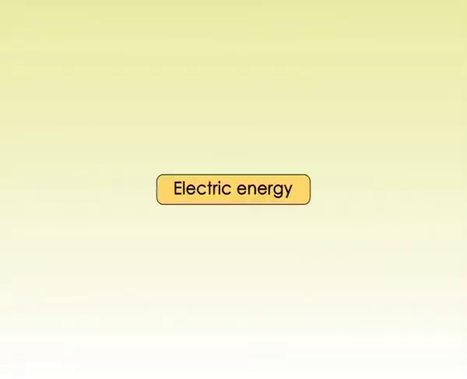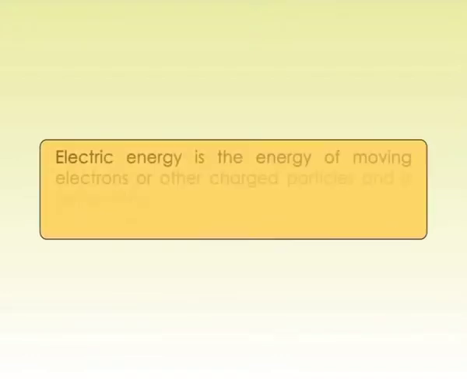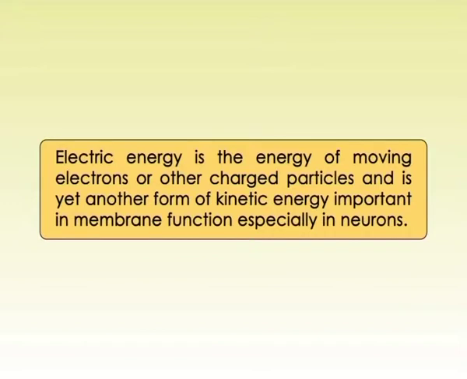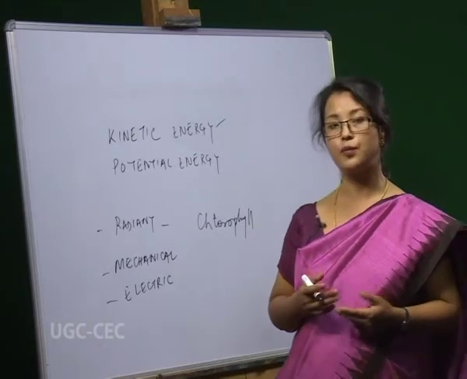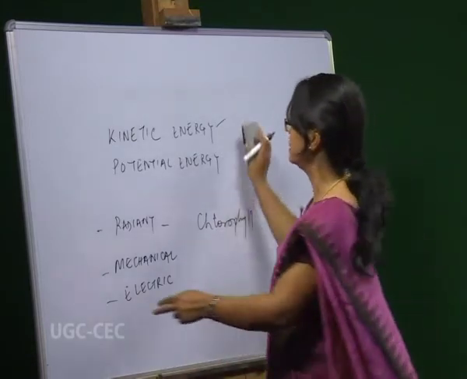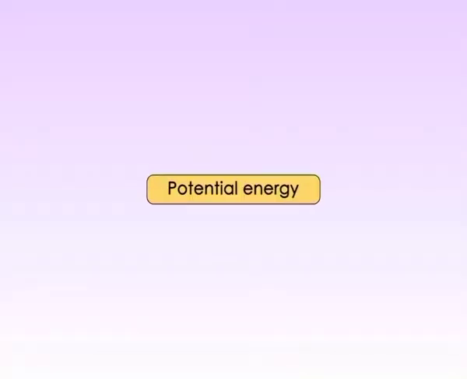Now, the next type is electric energy. Electric energy is the energy of moving electrons or other charged particles and is yet another form of kinetic energy important in membrane function, especially in neurons. Now, several forms of potential energy are also biologically significant. Let's look at some examples of potential energy.